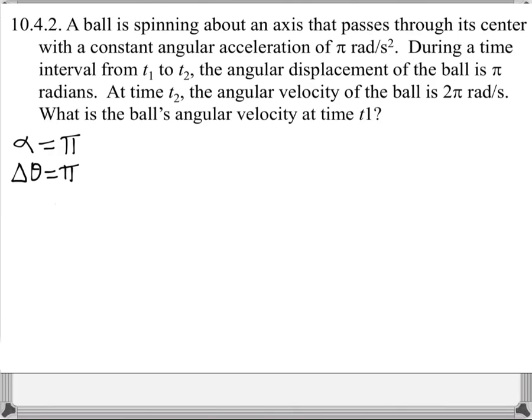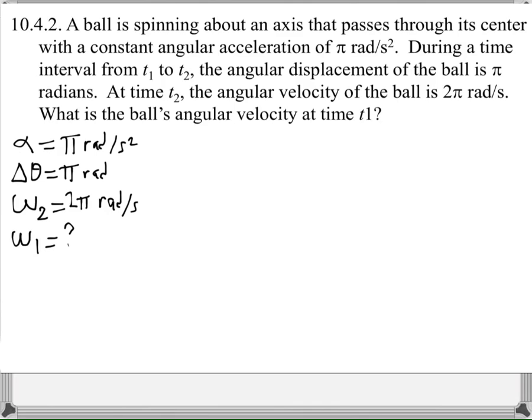At time t2, the angular velocity of the ball is given. Let's call this angular velocity omega 2, because it is given at time t2, and it is 2 pi. Let's write down the units, radian per second. This is radian, and this is radian per second square. The question is, what is the ball's angular velocity at time t1, at the initial time? That is omega 1. What is omega 1?